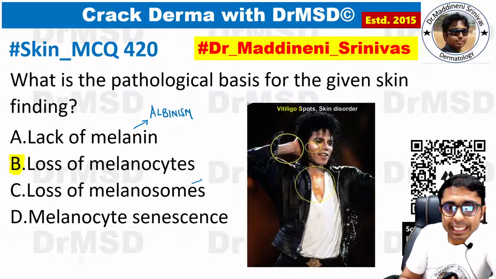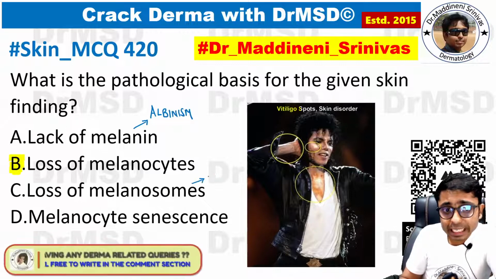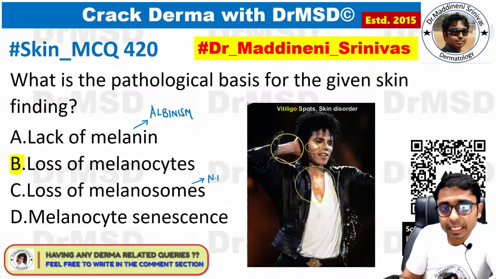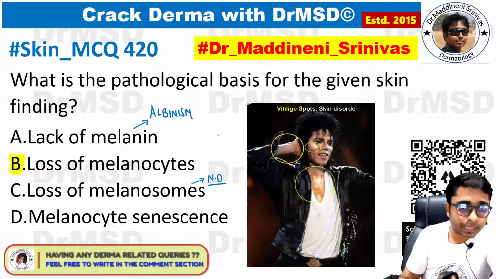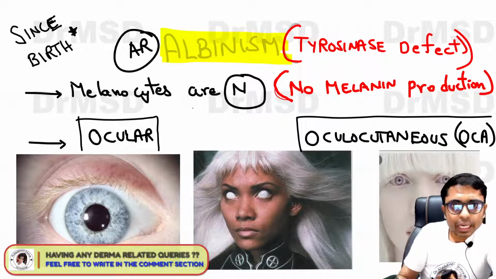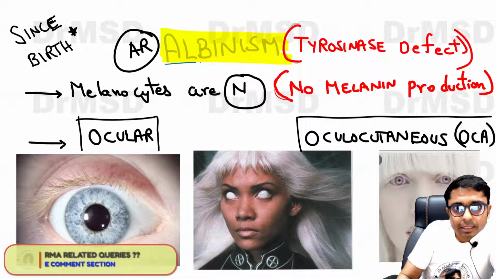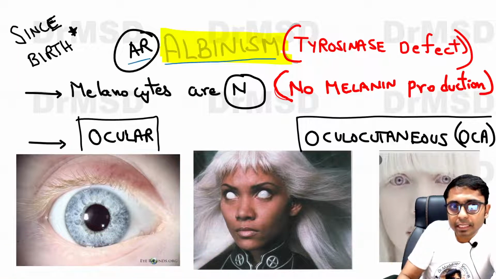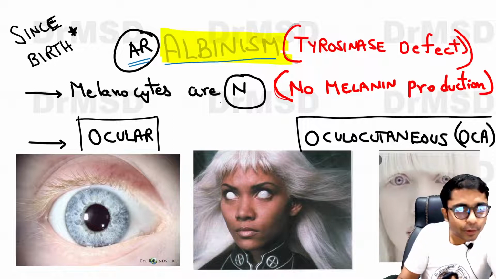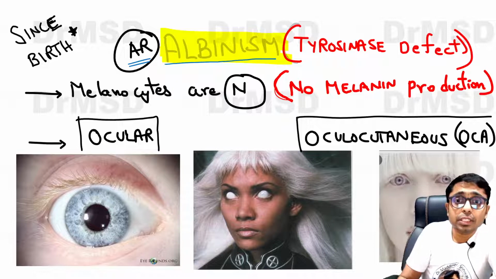And option C, loss of melanosomes. It is seen in nevus depigmentosus, which is also called as nevus achromicus. So let us see. Albinism is basically a disorder which you might have read in your biochemistry, which is an autosomal recessively inherited condition due to the absence of the enzyme tyrosinase.